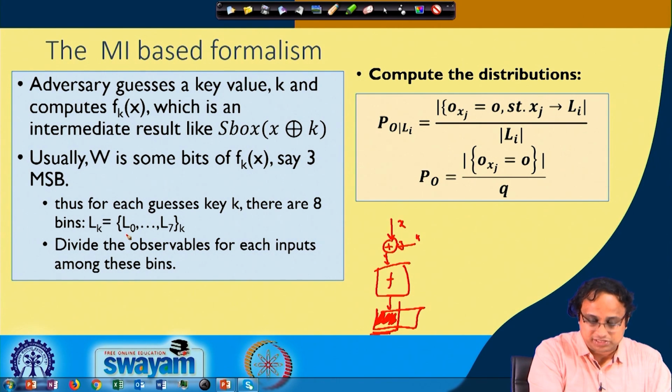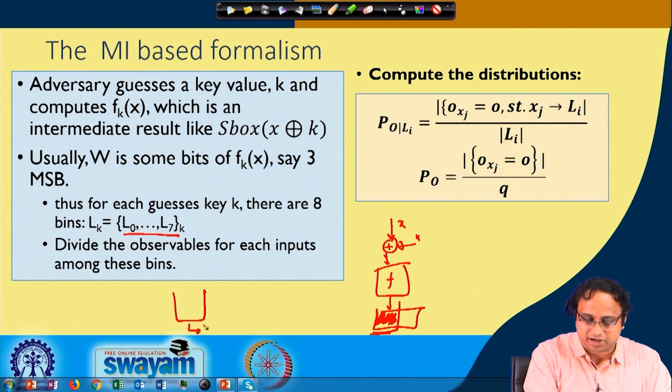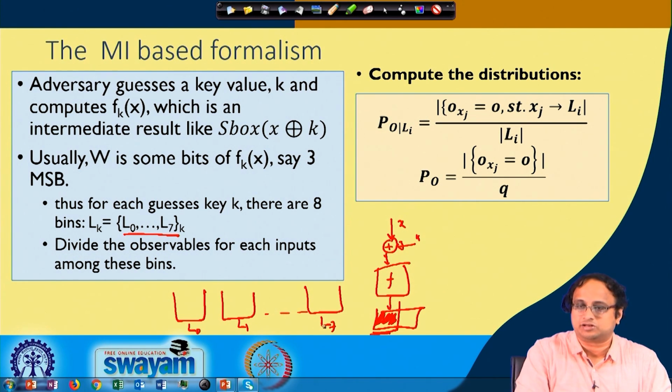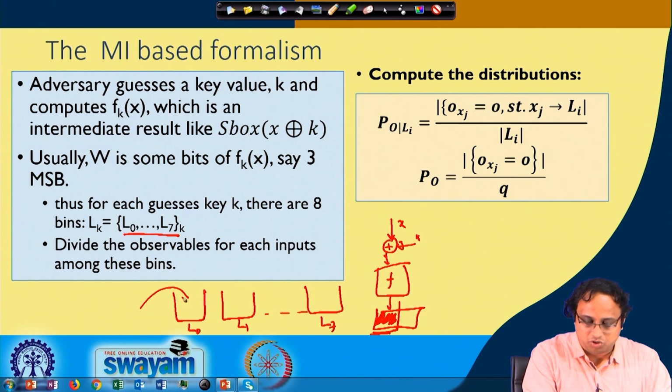So, all of these 8 values are denoted by the leakage classes from L0. You can imagine that there are buckets L0, L1, and so on till L7, 8 buckets over there. Now suppose I fix L0, I want to find out all the O values which have gone over here. It could be that O1 is one value, O2 and O3 are other observables, and so on.